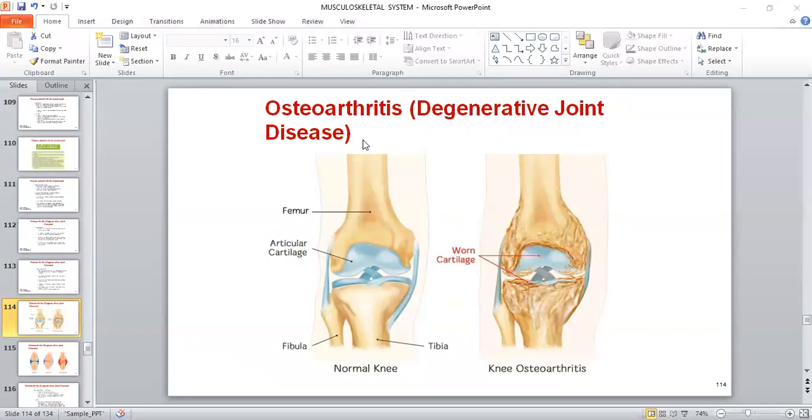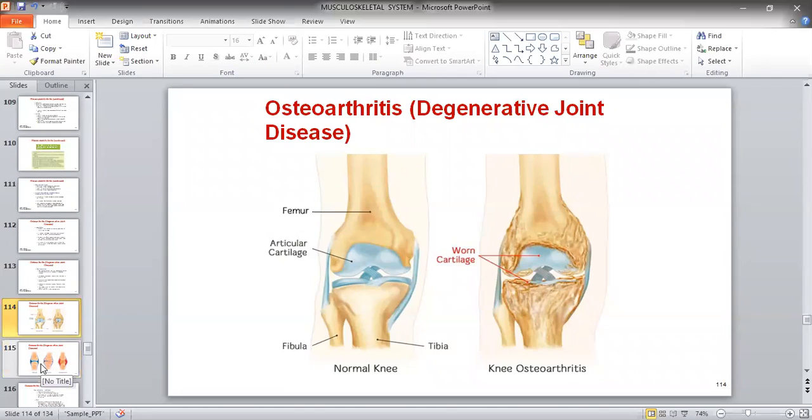Let's focus on these two pictures. This is the normal knee. This is the femur, this is the tibia, and this is the articular joint. Tendons are joining two bones, and synovial fluid is here, covered by the synovial membrane, and the ending portion of the long bone is called cartilage. So this cartilage gets involved in osteoarthritis.